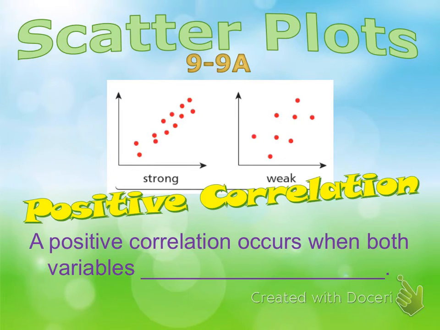So when we're looking at this, see here we have a positive correlation. You can have either a strong correlation where the dots are really close together and it's nice and tight and going up, or you might have a weak correlation where the line's a little bit looser and the dots are a little more spread out, but they still are going up. A positive correlation occurs when both variables are increasing.